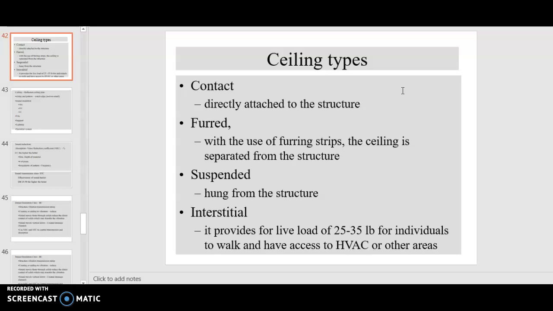Interstitial ceiling. When we build hospitals or chemical labs, we actually provide a space which is kind of like attic space. It's a space that's structural. We can walk on top of it, but it's really part of our ceiling slash next floor zone. It's a space that we provide for HVAC or any additional requirements.